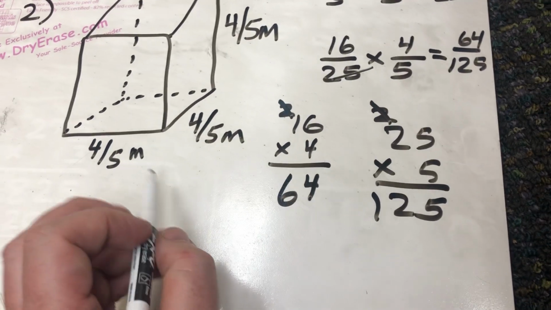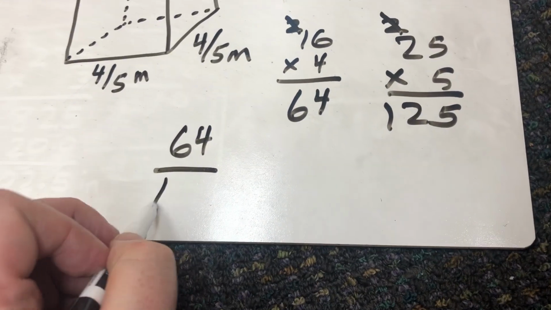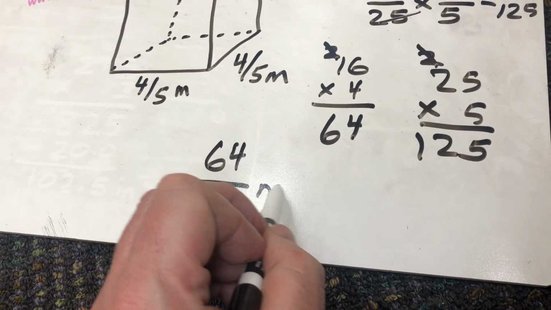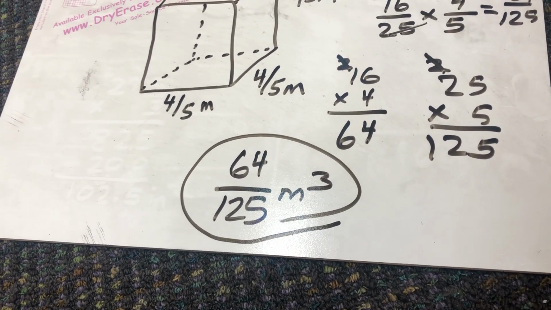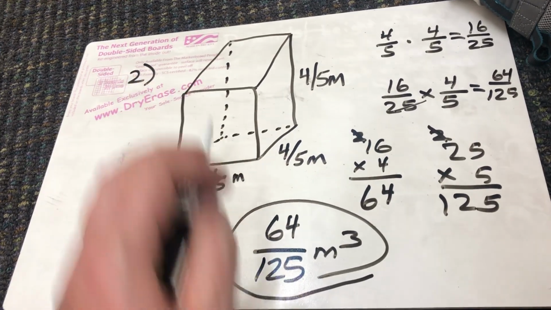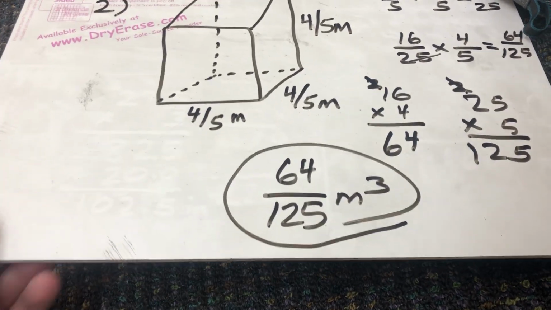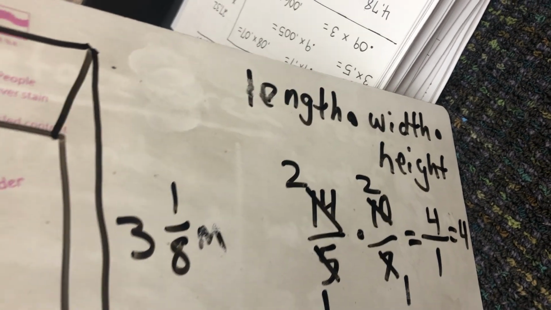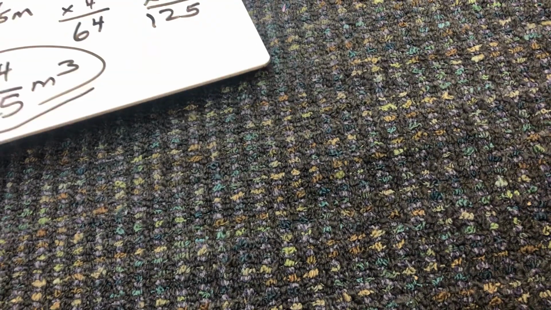Once again, my unit is meters, so my final answer is 64 over 125, because that's what I got there, but it's going to be meters cubed, or cubic meters, and that is my final answer. Part of your assignment today is going to be just that. You're going to be given rectangular prisms with a length, a width, and the height. It's your job to do the multiplication. Use that formula, length times width times height, to find the volume, and it's always in cubic units.